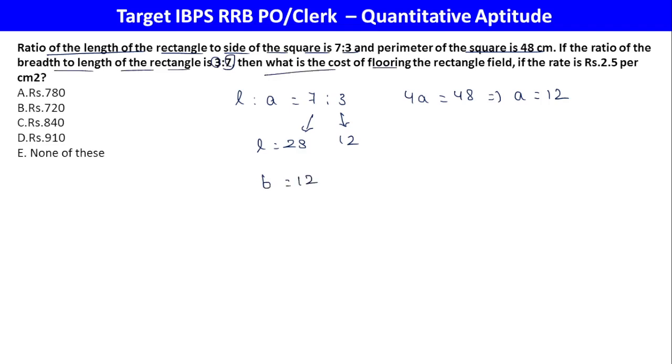Then what is the cost of flooring the rectangular field? Flooring means we have to calculate area. Flooring cost is length into breadth, 28 into 12 into 2.5. Calculating this, we get 840 rupees as the final answer. Option C is the correct answer for this question. Then next question.